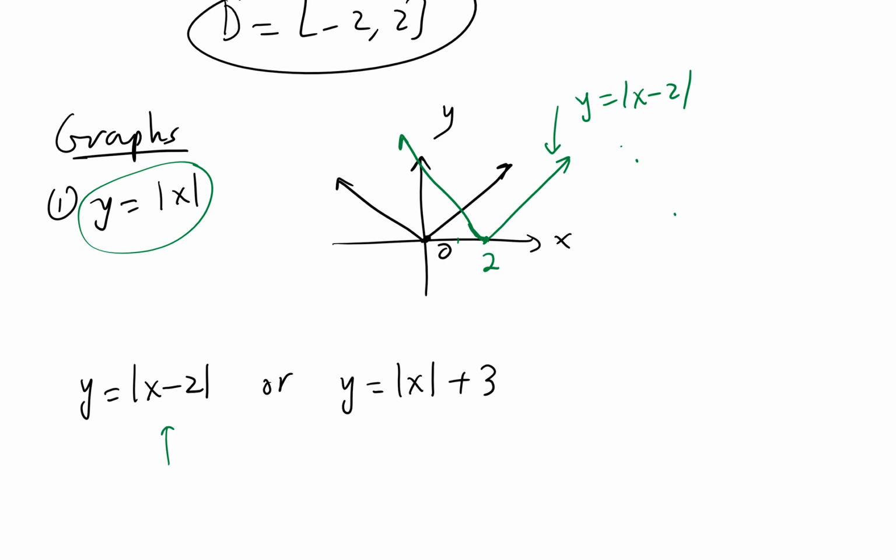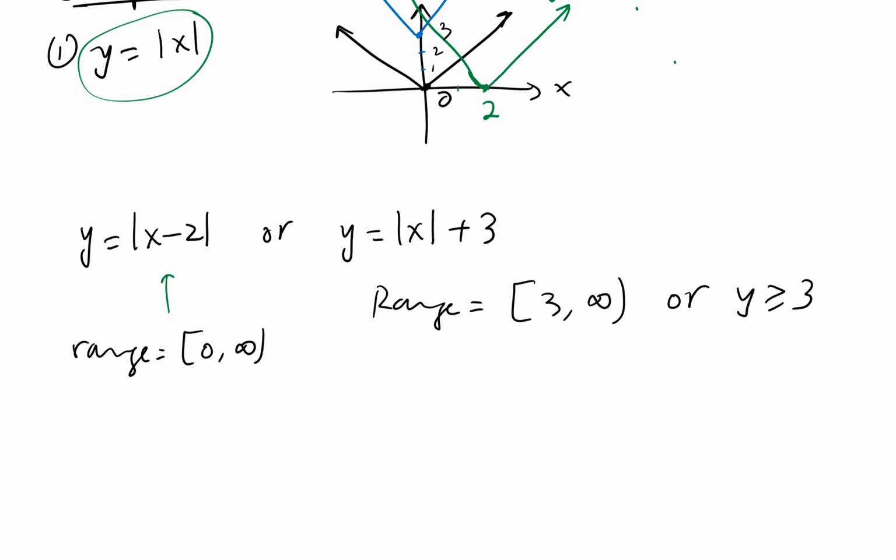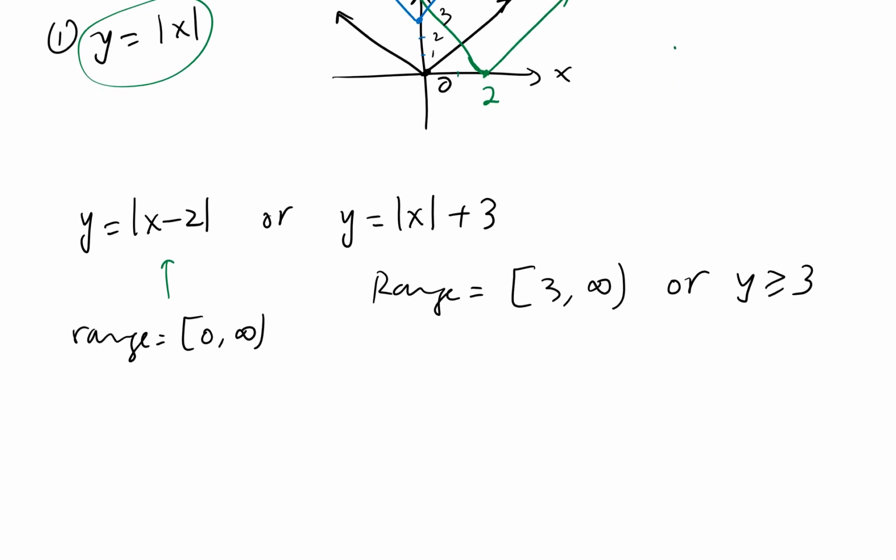Next one, 1, 2, and 3. That's the graph for the second one. We shift the graph 3 units up. So the range here is 3 to infinity, or you can say y bigger than or equal to 3. That's the range. Domain, all real numbers. The range for this one is 0 to infinity. So that's the y values, or y bigger than or equal to 0.